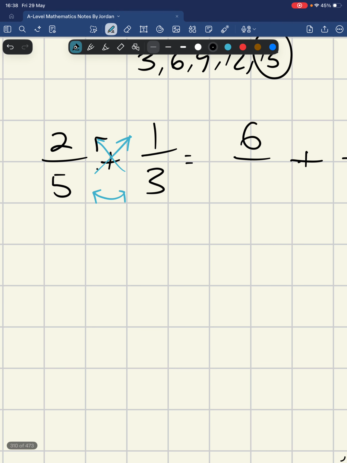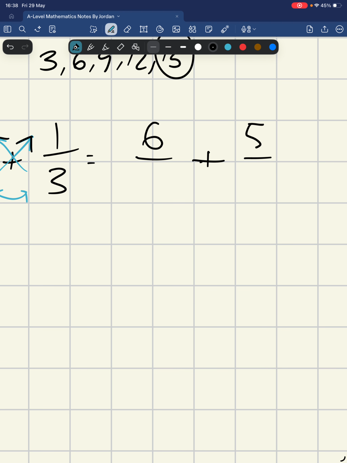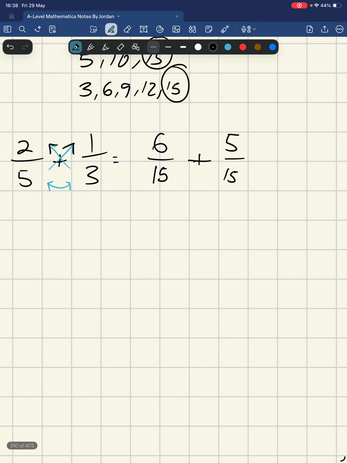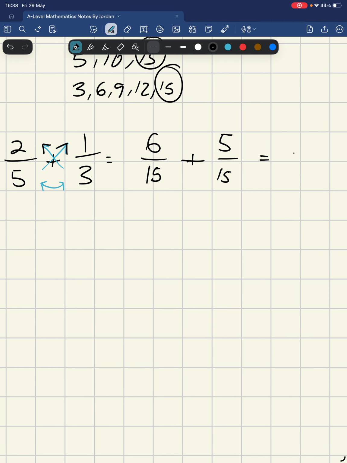Okay, then we have an arrow going from the 5 to the 1, and the arrow is pointing towards the top right. 5 times 1 is 5, so that goes there. Then we have 5 times by 3, which gives you 15, and both arrows point to the bottom, so we write them under both. And that will then give you the same answer as we got before.